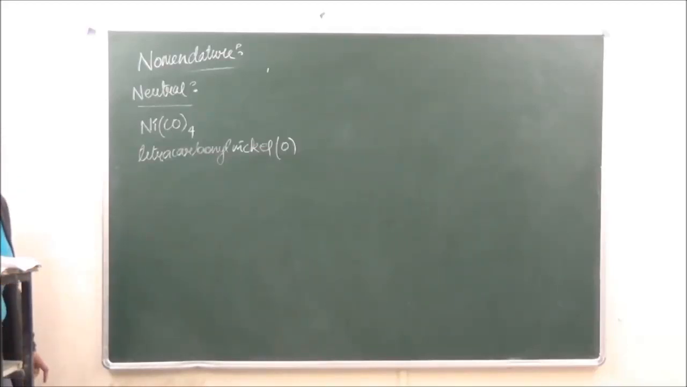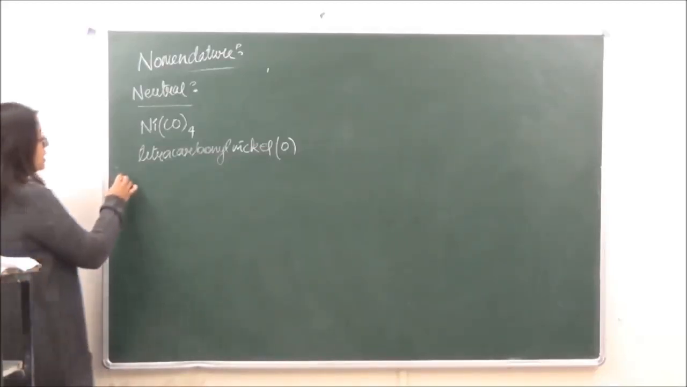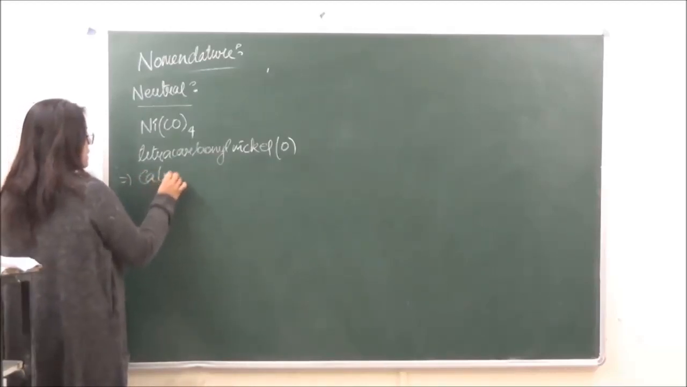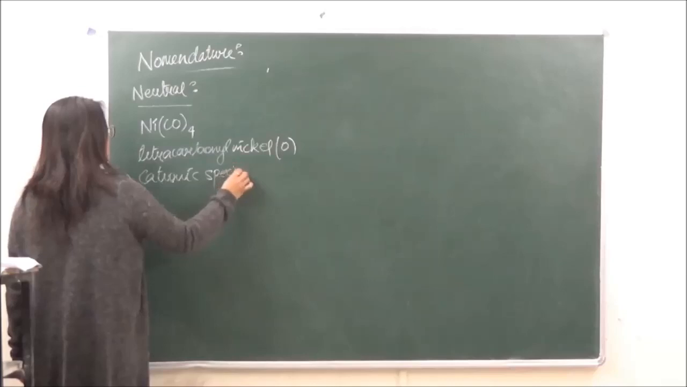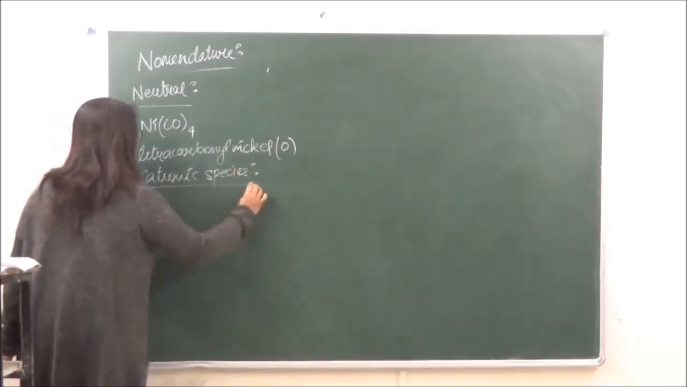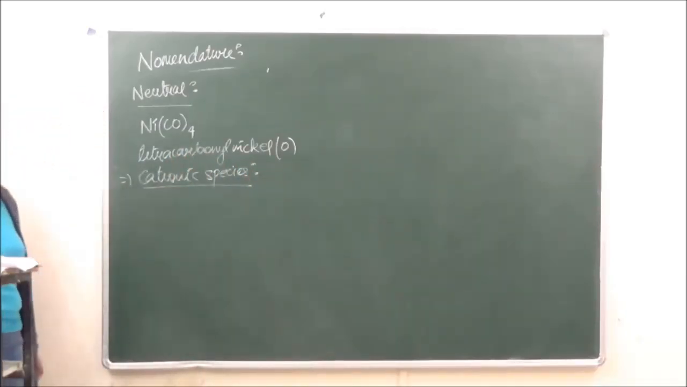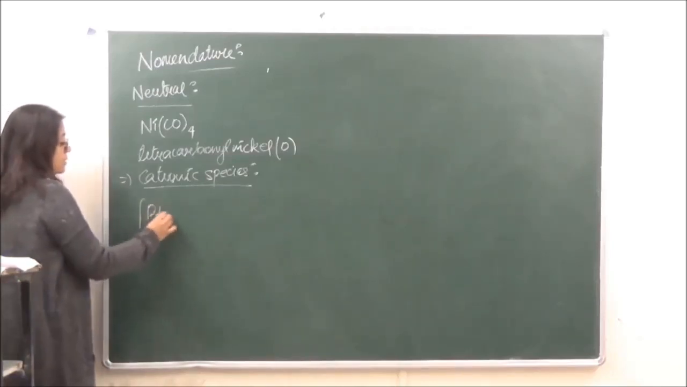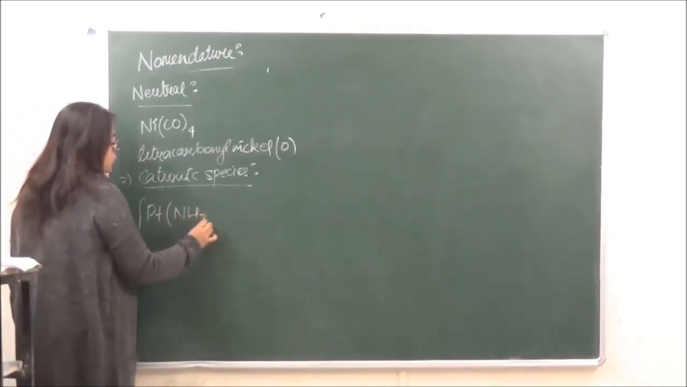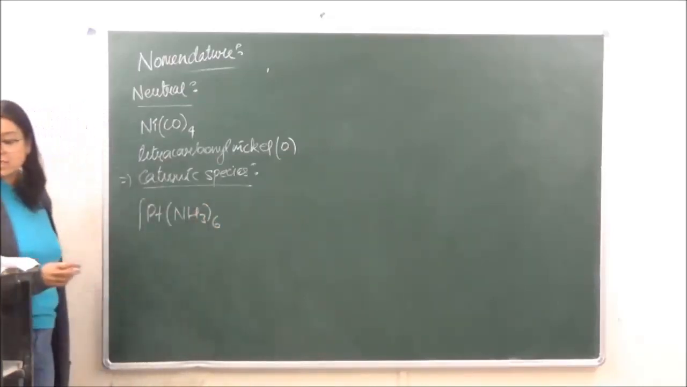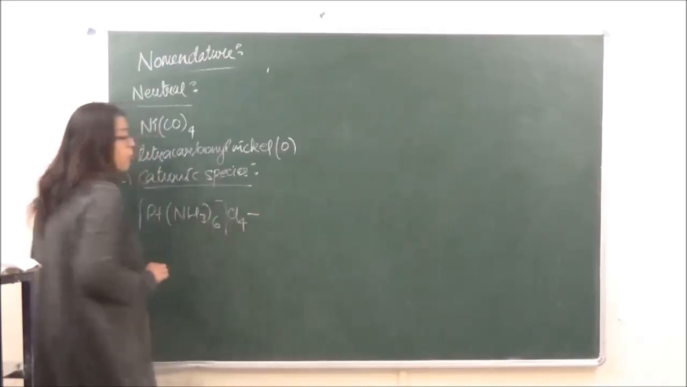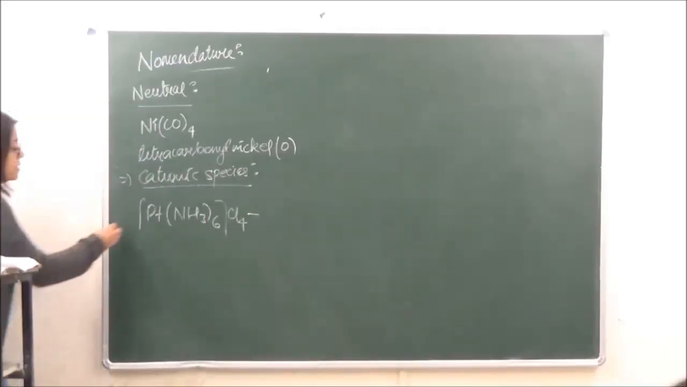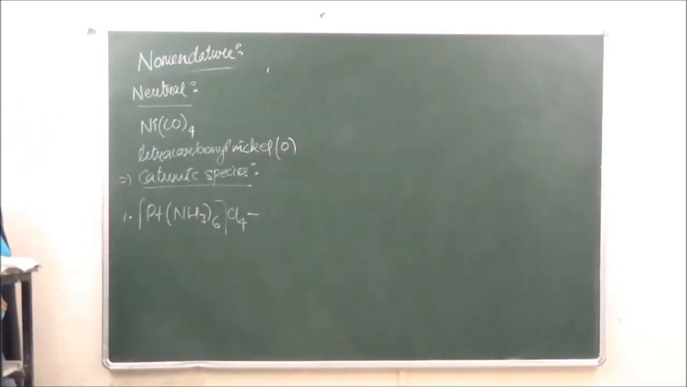Let's do a few examples over here. First of all, we are going to take the coordinate entity as a cationic species. So I am doing a few examples. The rest of the practice you need to do on your own. So we have platinum NH3 whole 6 Cl4. This is the first compound. How are you going to name it?